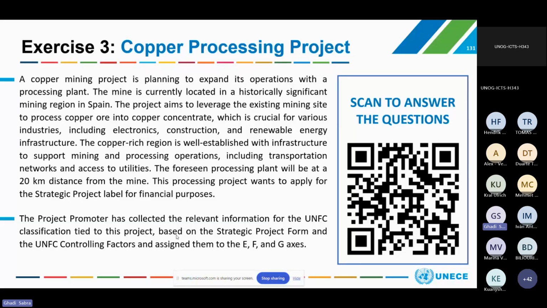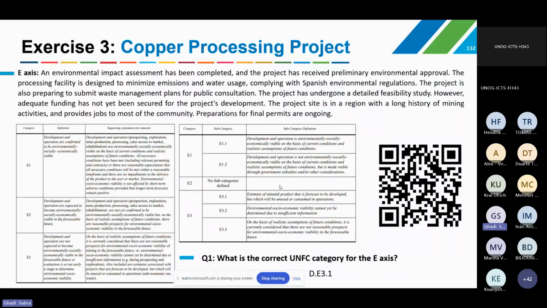The processing project wants to apply for strategic project label for financial purposes. So the project promoter has collected all the relevant information and assigned them to the different UNFC axes. Let's start with the E axis. An environmental impact assessment has been completed and the project has received preliminary environmental approval. The processing facility is designed to minimize emissions and water usage, complying with the Spanish environmental regulations. The project is also preparing to submit waste management plans for public consultation.